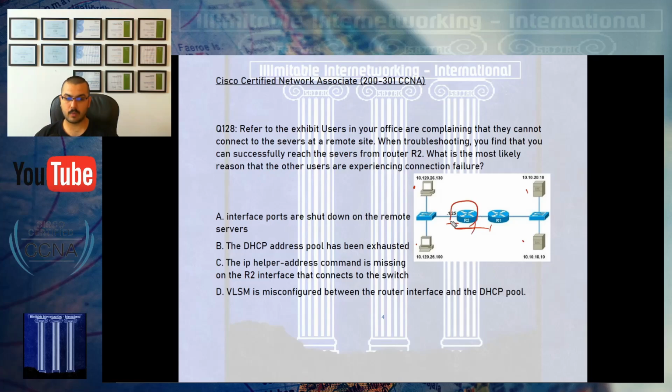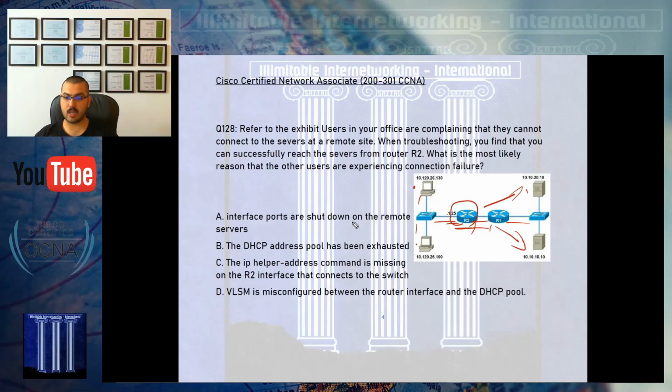R2 is able to reach these servers, so definitely there are no routing problems. Since R2 can reach this broadcast domain and these servers, we have no problem with routing. Interfaces are all up, so either it's a layer 1 issue between the switch and these PCs, maybe the ports are on VLAN 1, or maybe the gateway is not assigned to the PCs. So let's see the possibilities.